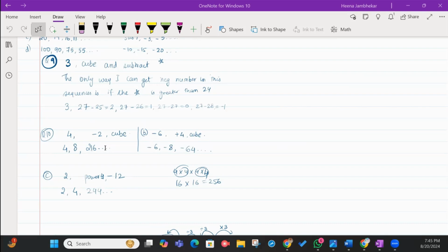Okay, please write this. Work out the first 3 terms. Please write the question. The first term is 4. And the term to term rule is subtract 2 and cube.